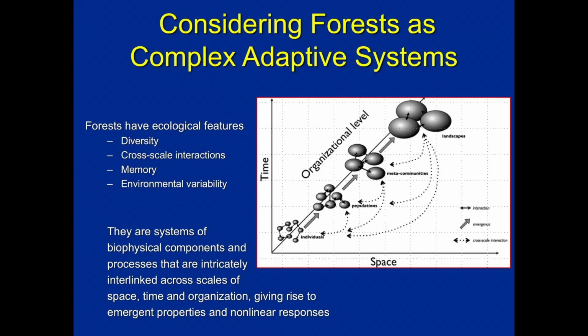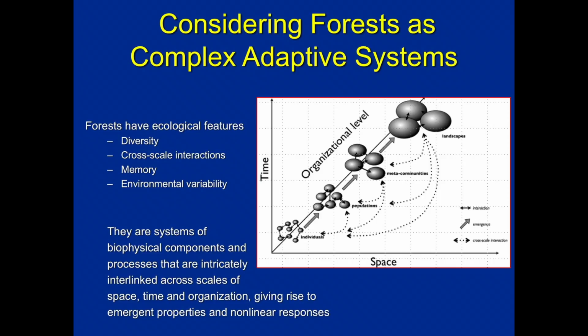Considering forests as complex adaptive systems. Temporal scale is important. Spatial scale is important. It's really important to think about how everything interacts through time, space, all those things. And forests are complex adaptive systems because they're alive, right? They have diversity, they have cross-scale interactions, they have memory, and they have environmental variability. And all those things are really important in terms of understanding them as complex adaptive systems. So they're able to adapt to change.